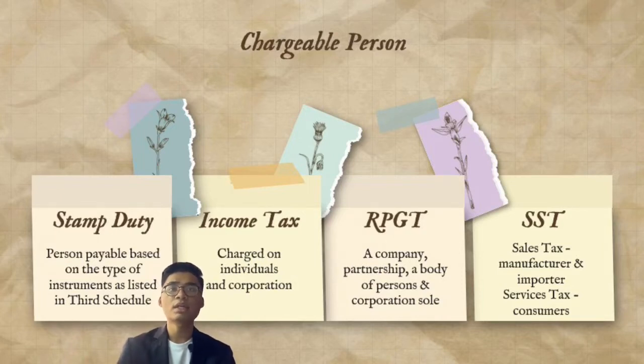For income tax, it is charged on individuals and corporations. Meanwhile, RPGT is charged on a company, partnership, a body of persons, and corporation sole. And SST is charged on the manufacturer and importer for the sales tax and is charged on consumers for service tax.